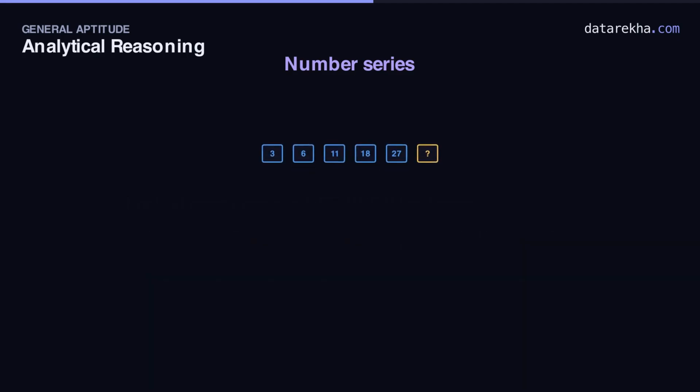First series, 3, 6, 11, 18, 27, and then a question mark. The terms alone look random. So look at the gaps. 3 to 6, plus 3. 6 to 11, plus 5. Then plus 7, plus 9. The differences themselves climb by 2. So the next gap is plus 11, and 27 plus 11 is 38. The rule held for all four gaps, so we trust it. 38. The same move handles a falling series too. The gaps simply come out negative.